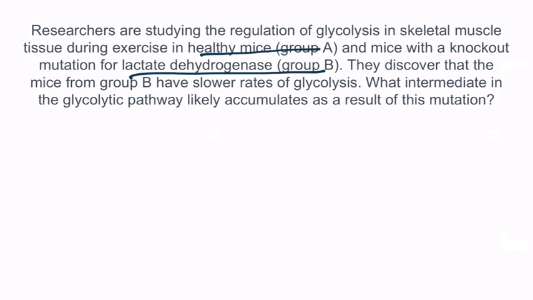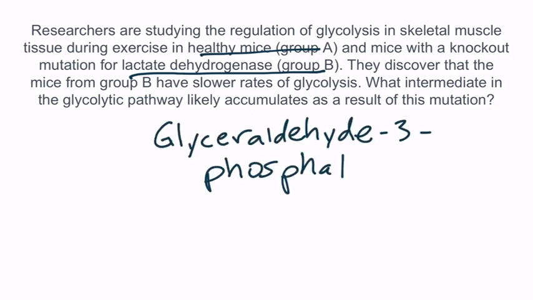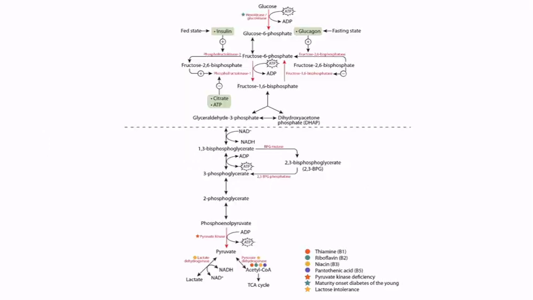The answer to the question is glyceraldehyde 3-phosphate. Let's pull up the pathway for glycolysis to answer this question. We can see glyceraldehyde 3-phosphate right here in the pathway. Let me explain why this would accumulate. Lactate dehydrogenase, which you can see right here, normally generates NAD during the conversion of pyruvate to lactate. So you can see NADH is going to NAD. A lactate dehydrogenase deficiency would result in an accumulation of NADH. Likewise, it would result in a depletion of NAD+.